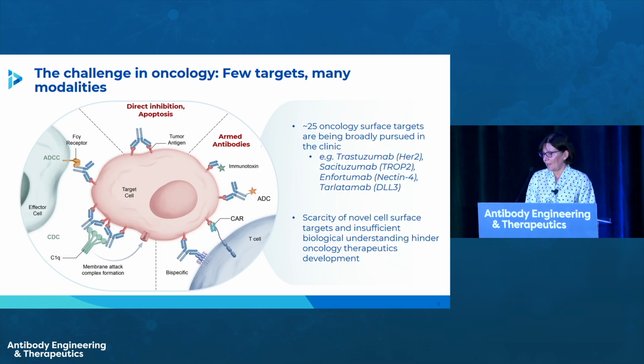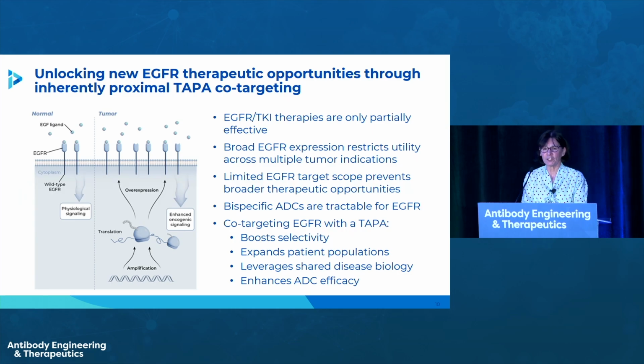co-pairs to look at. And so one of the tumor antigens that we have looked at extensively is EGFR. And so we really asked this question, can we make a better EGFR molecule by generating a novel target co-pair? And as we all know, we've been studying EGFR for a very, very long time. And although there are many approved EGFR or TKI therapies, they're really only partially effective. And this is largely due to the fact that EGFR, as we all know, is quite broadly expressed, and this restricts the utility of use across many different indications. And it prevents really expanding to having a better therapeutic index.